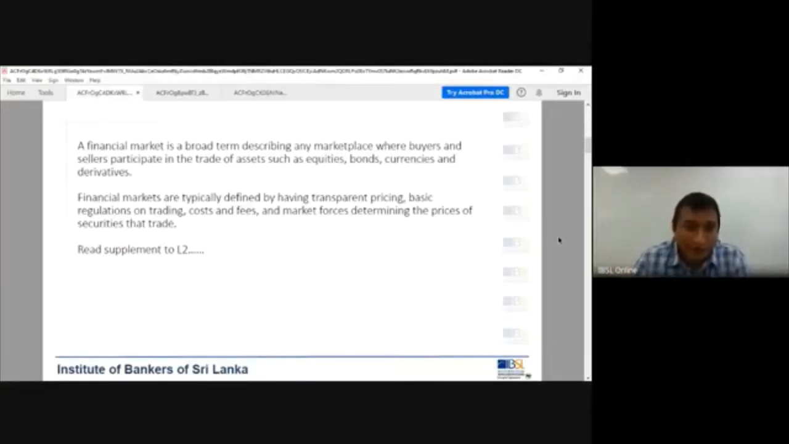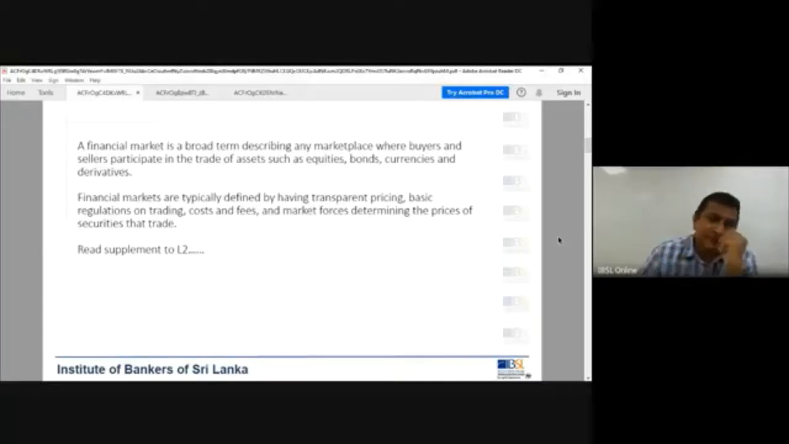Okay, so financial market, again I'm highlighting here, is a broader term describing any marketplace where buyers and sellers participate in the trade of assets such as equities, bonds, currencies, derivatives. These are all assets that we are talking about now. So the buyers and sellers participate in this market. So it's a full-fledged environment.